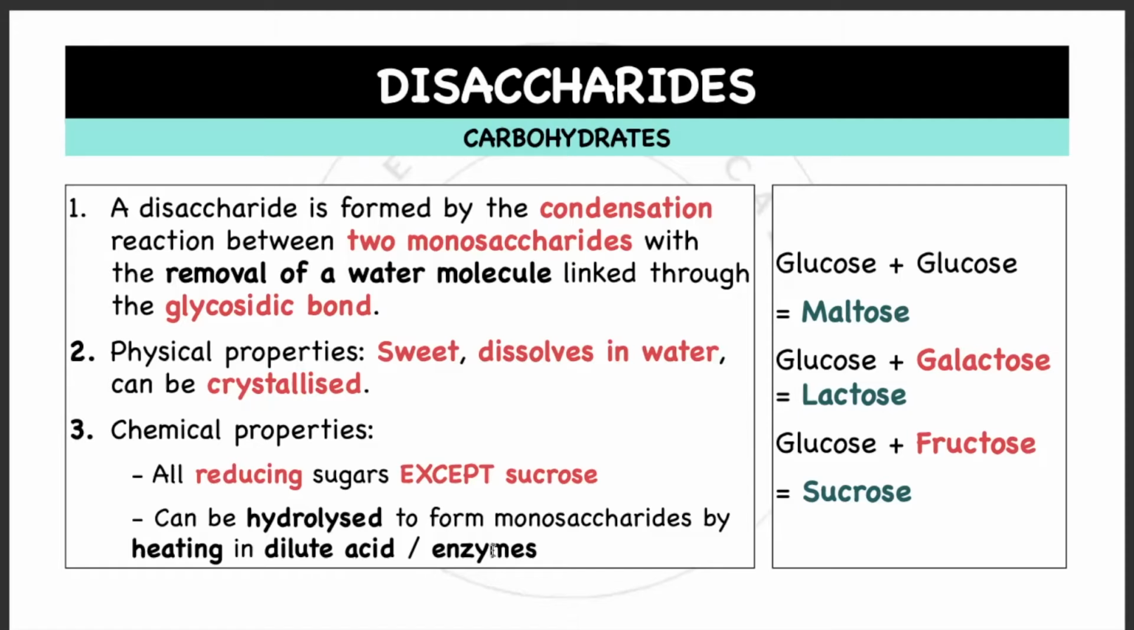Now this differs for monosaccharide. It cannot be hydrolyzed even more because, like I said in the previous video, monosaccharide is the building block, it's the unit, so you can't break it down even more. But disaccharide, because it's formed from two monosaccharide, you can break it down. So some important examples to remember: if you were to combine glucose and glucose, you will get maltose. Glucose and galactose, you get lactose. Glucose and fructose, you get sucrose.